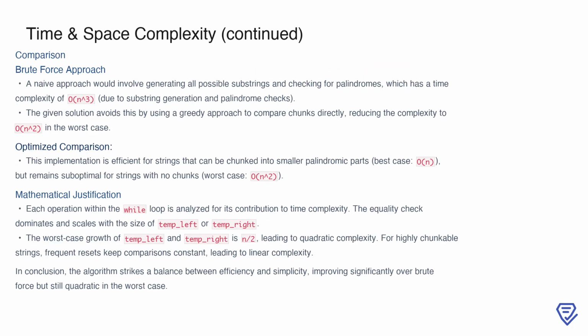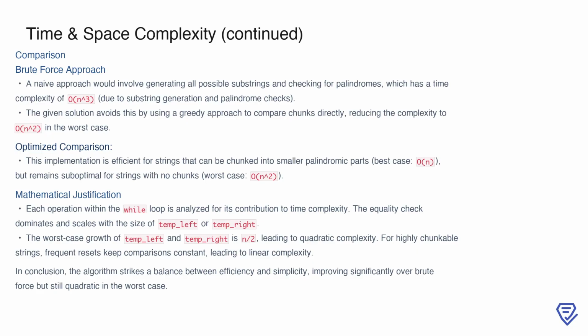When comparing this algorithm to a brute force approach, the efficiency gains are clear. A naive solution would involve generating all possible substrings and checking each for palindromic properties, leading to a time complexity of O(n cubed). In contrast, this algorithm employs a greedy approach, avoiding substring generation and directly comparing chunks, which reduces the worst-case complexity to O(n squared). For strings that can be chunked into smaller palindromic parts, the best case reaches O(n), making this method highly efficient under favorable conditions.